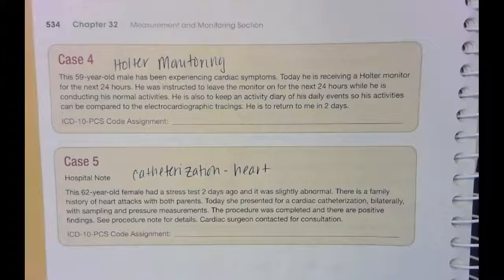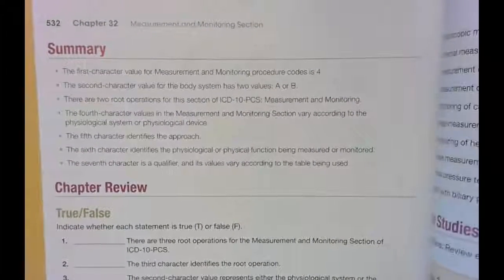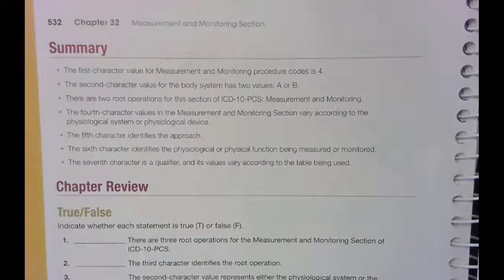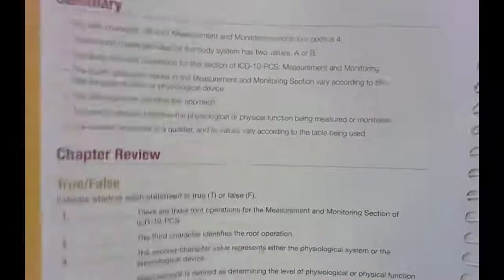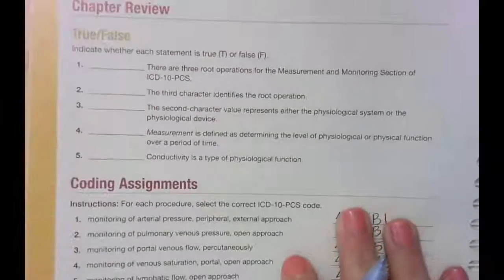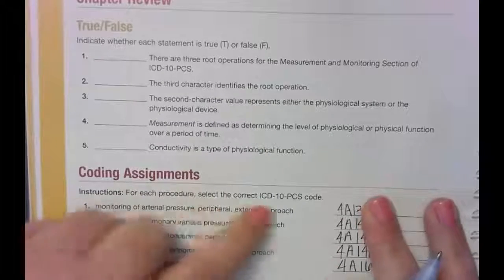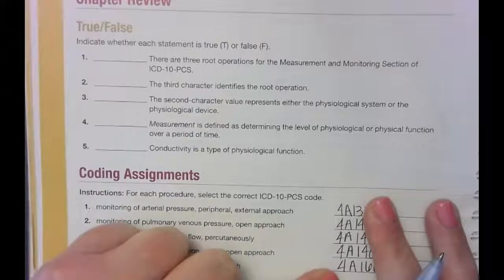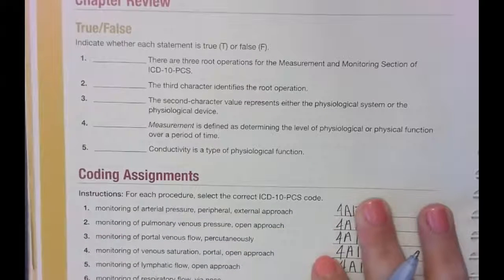What I would look up to get started for those. I will tell you that all of your coding assignments are going to come from the section in your PCS manual that is measurement and monitoring. I started working through some of them already. Let me flip this back around. There you go. So I started working through some of them already, and you can see that almost all of them are going to come from that 4A table. And a few of them will come from 4B, but most of them are going to come from 4A for your coding assignments.